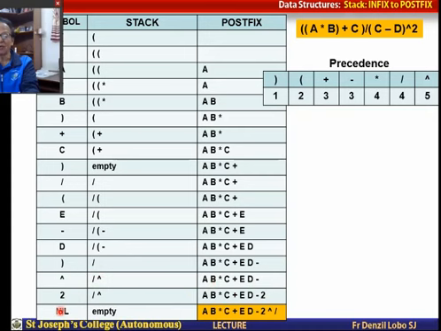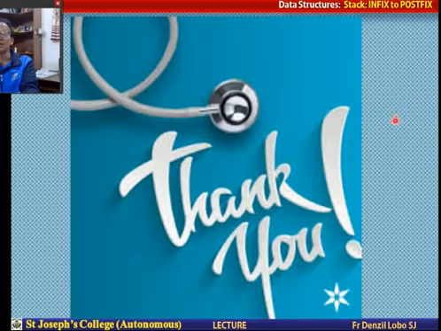There are no more characters here. So then you first pop power, and next you pop divided by. So this becomes the postfix expression of my infix notation. So thank you.